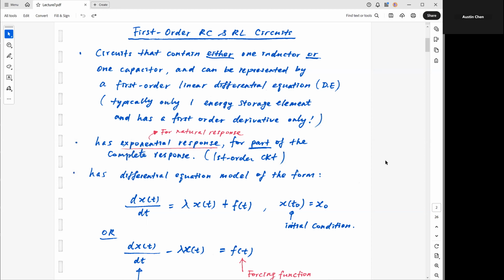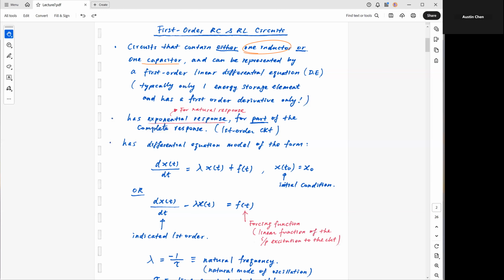So first order RC and RL circuits are circuits that contain either one inductor or one capacitor. Capacitor and inductor are considered as energy storage elements. So in the context of first order circuits, we'll only see one energy storage element. It's either an inductor or a capacitor that you will see in the examples later. The first order circuit has an exponential response for part of the response.